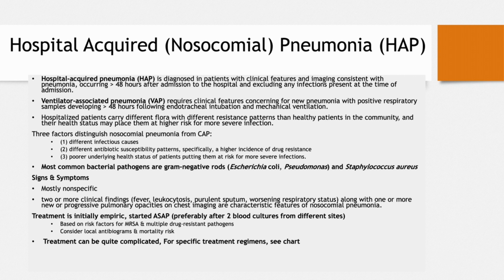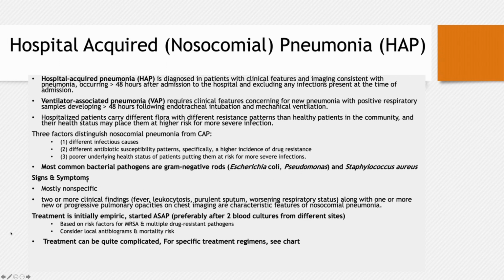Similar, as a subcategory, is ventilator-associated pneumonia or VAP, that is if you develop pneumonia after 48 hours of being intubated. The reason that we mentioned that these cases are a little more complex is because hospital patients carry flora with resistance patterns that are a lot more crazy, I guess, than healthy patients do. And their health status, the fact that they're already in the hospital, makes them higher risk for severe infection. The most common, like we mentioned before, are going to be gram-negative rods like E. coli, Pseudomonas, and then also Staph aureus.